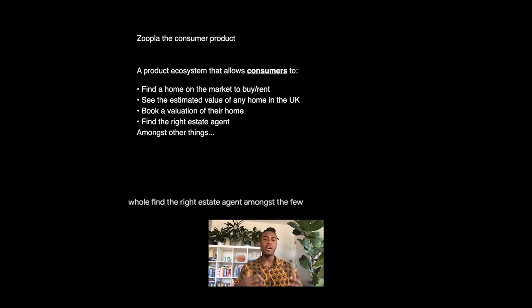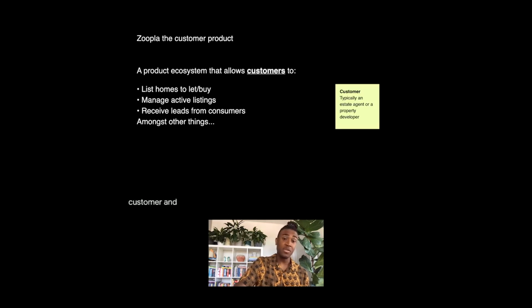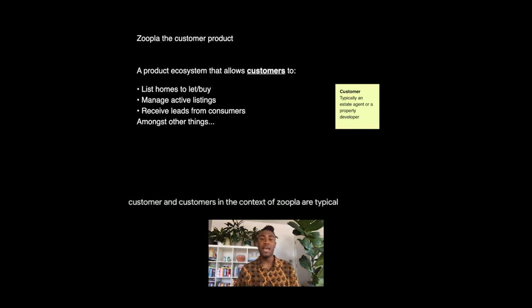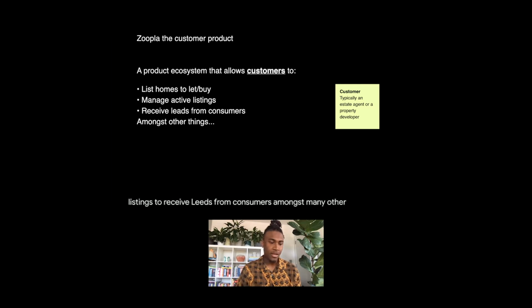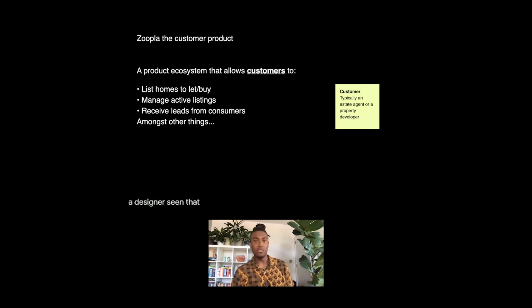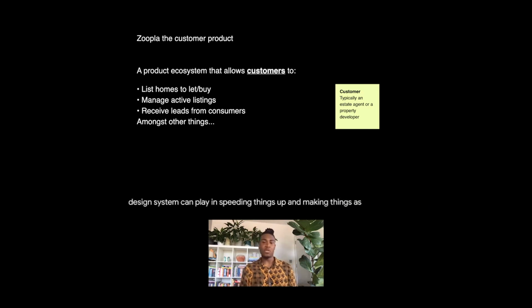It also has a customer part. And customers in the context of Zoopla are typically estate agents or property developers. And Zoopla's customers can benefit from a product ecosystem that allows them to list homes, to buy or to let on the market, to manage their active listings, to receive leads from consumers, amongst many other things. And being a designer, seeing that product ecosystem, I'm sure you can imagine the important role a design system can play in speeding teams up and making things as coherent and as consistent as possible.